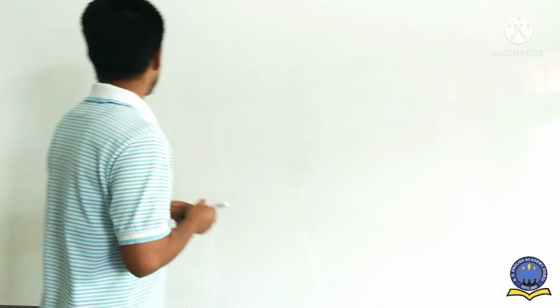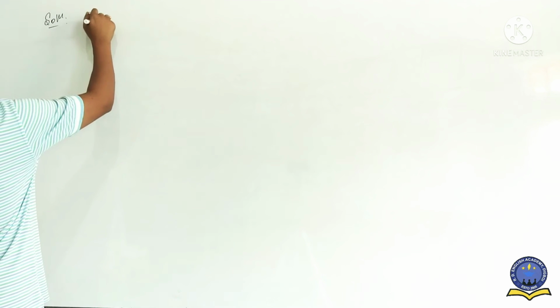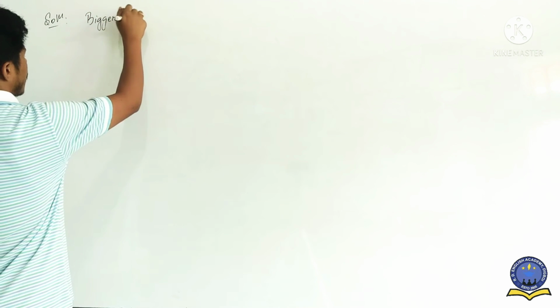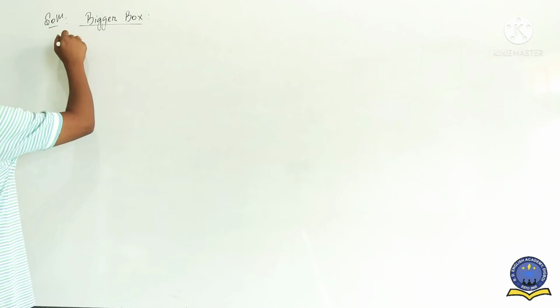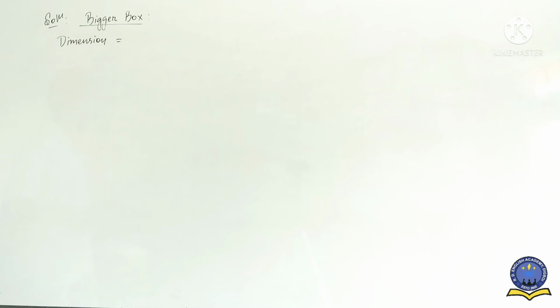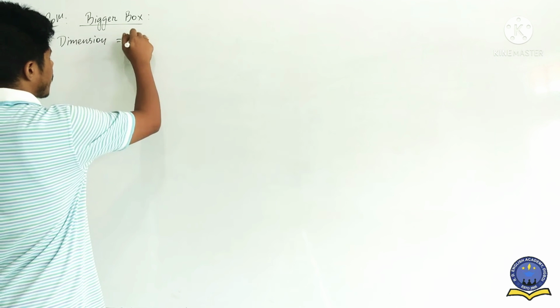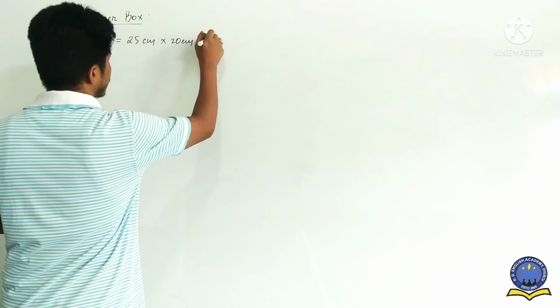Let's start now. In this case, first we find out for the bigger box. Is it clear? So for the bigger box, the dimension is given here. Dimension actually means length, breadth and height. So for the first one, 25, 20 and 5 are given. That means 25 centimeter into 20 centimeter into 5 centimeter is the dimension.